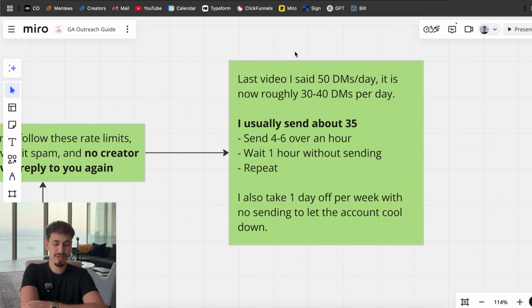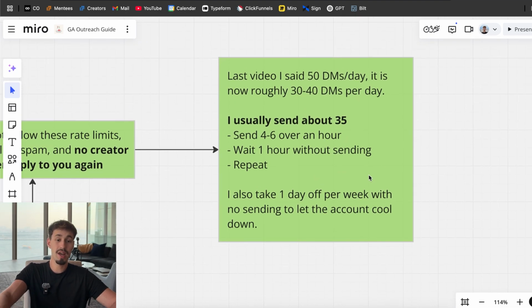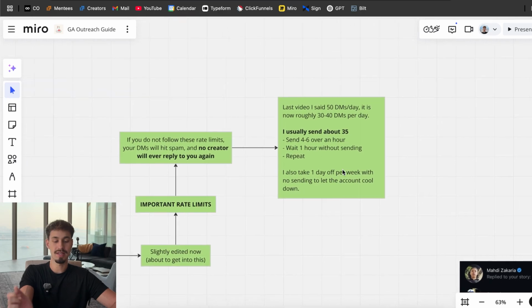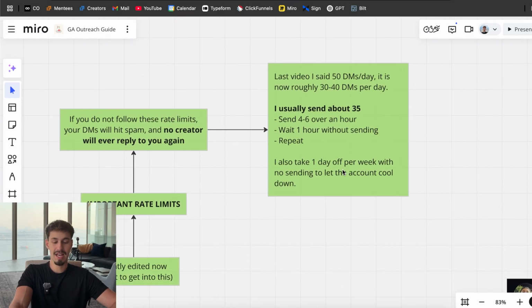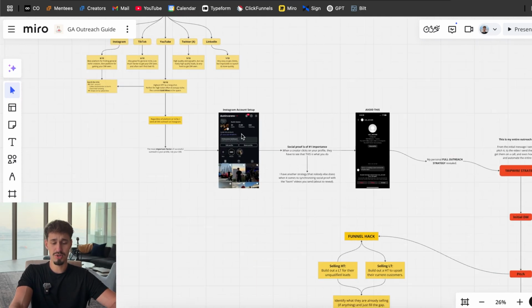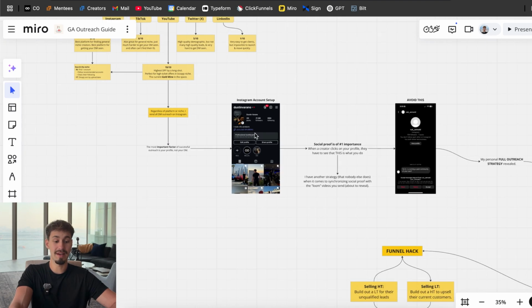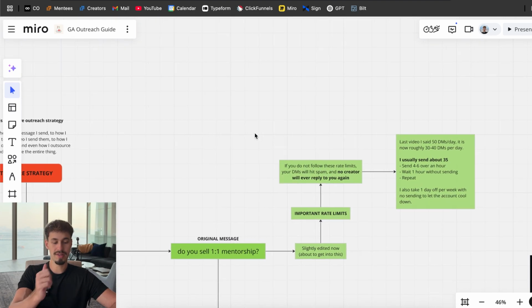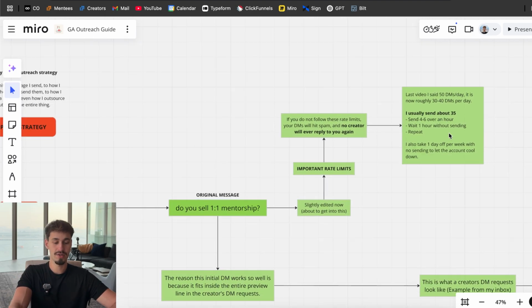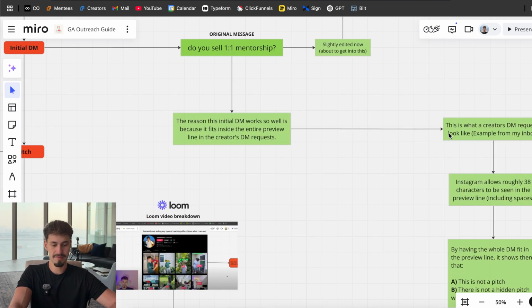It depends on the age of your Instagram account. You've got to spread it out as well. I send 4 to 6 over the span of an hour, then wait an hour without sending any, and repeat throughout the day until I'm hitting around 35 DMs. I also take 1 day off per week where I don't send any DMs to let the account cool down. Especially with an account like mine, with so much social proof, if it ever started hitting spam it would be devastating. It's not worth sending a few extra DMs to risk that, so I would stick to these rate limits if you want to be safe.